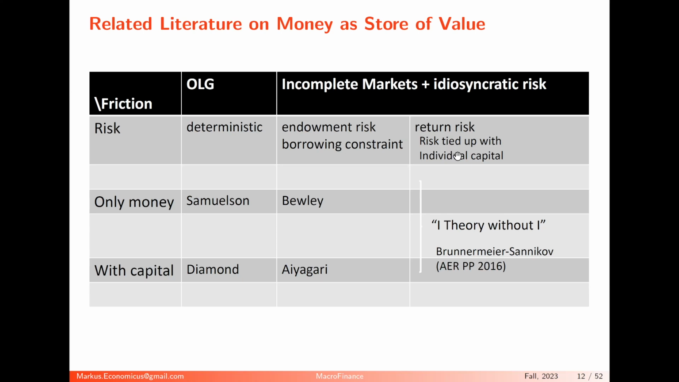Now what we do is that the return risk is actually associated with idiosyncratic risk. Which means if you hold more physical capital, your risk is going up. So risk scales up and down with your portfolio choice. If you tilt your portfolio more towards risky assets, you have more risk. If you tilt it more to risk-free assets or less risky assets, you have less idiosyncratic risk. So here the risk is tied to the individual capital somebody has, and how much he tilts his portfolio depends on that.